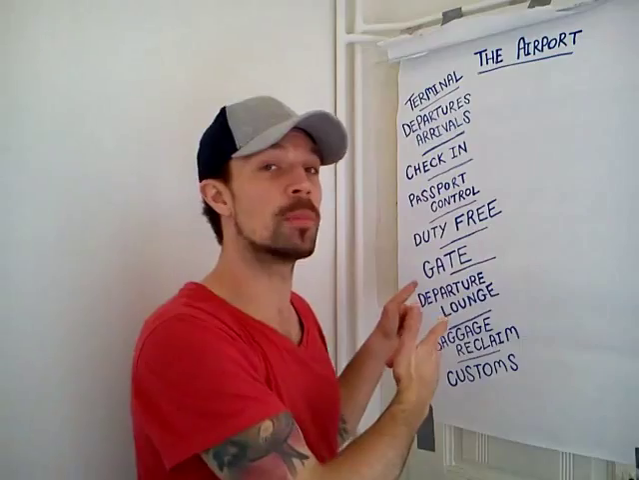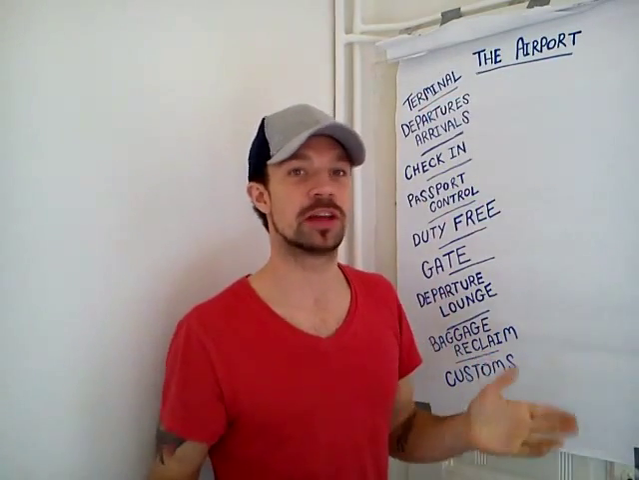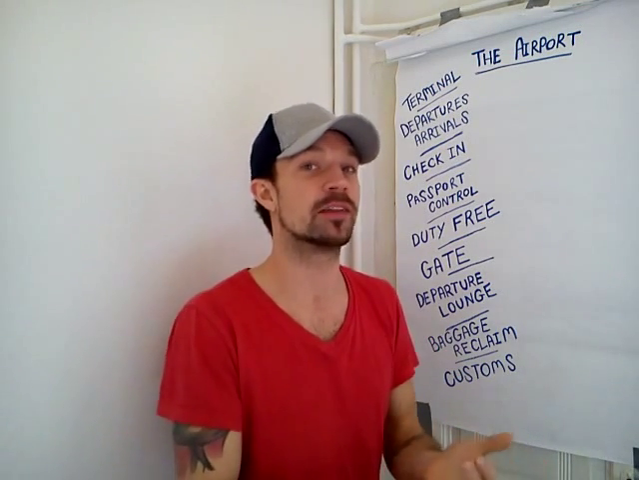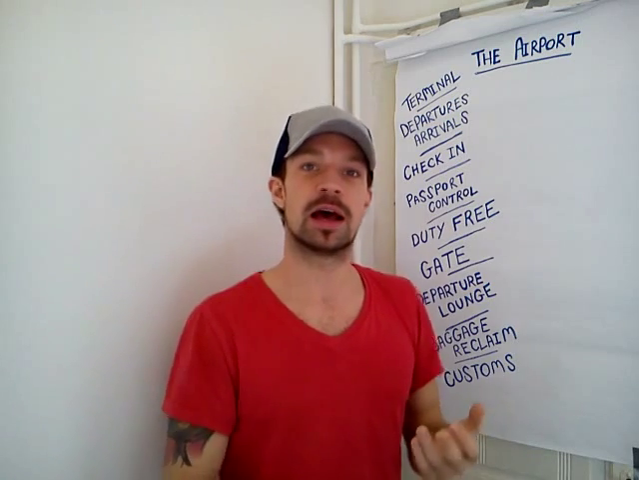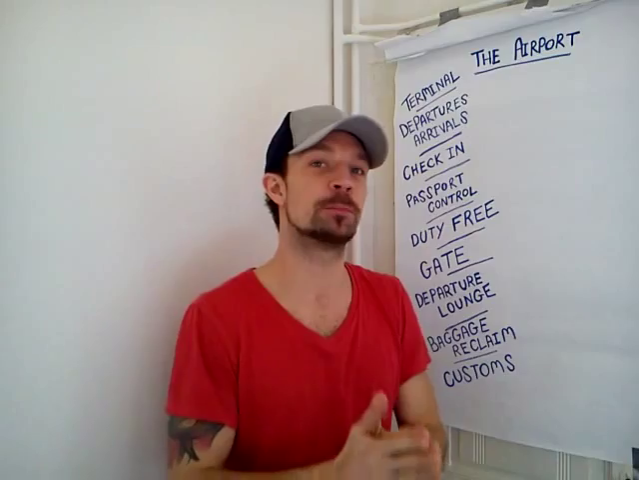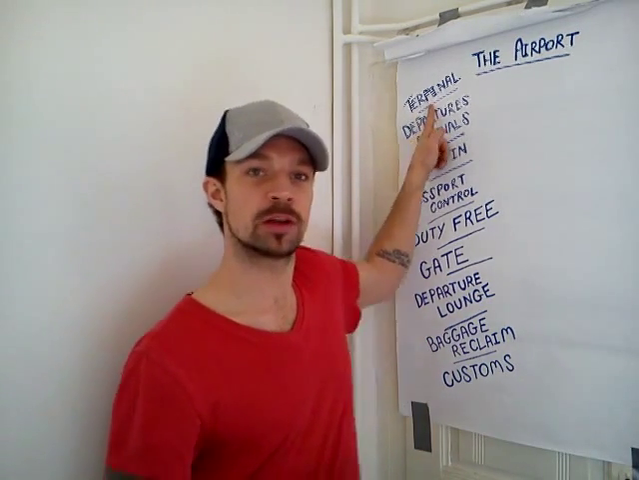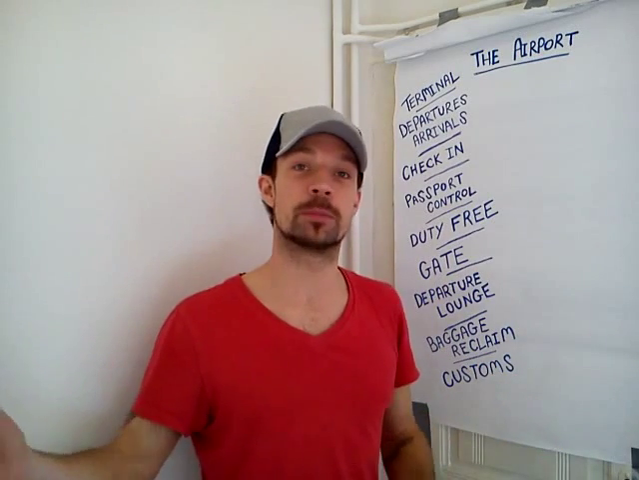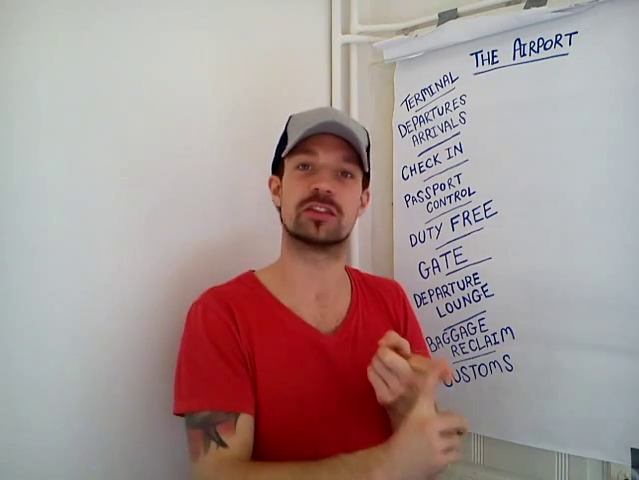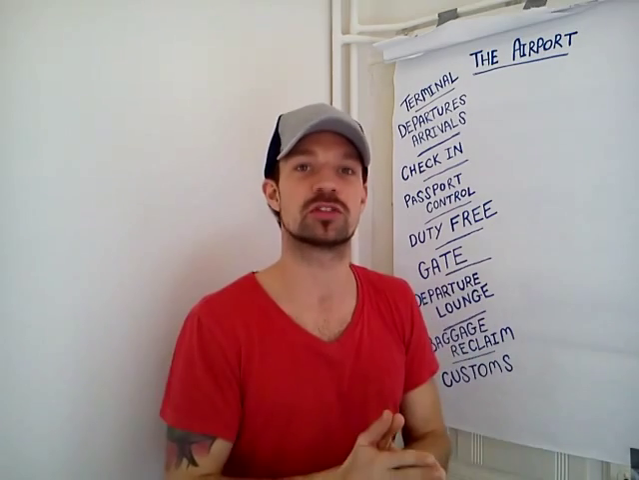So, on my board here, I have the airport. We are going to the airport. And when you arrive at the airport, you either arrive by car, by taxi, or by bus. And when you get to the airport, usually with large airports, they have different buildings called terminals. And terminals, for example, here in Prague, we have two terminals. One is for flights which are inside Europe, and one is for international flights outside of Europe.